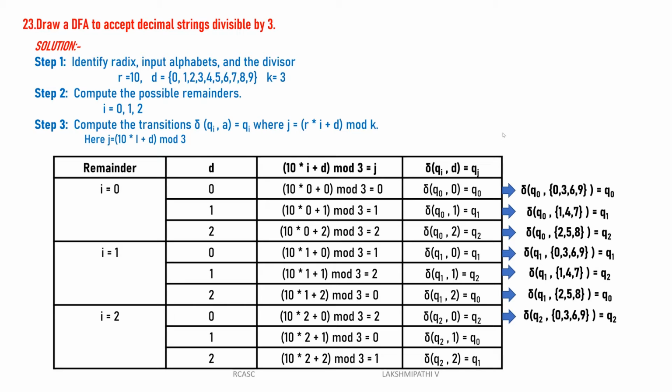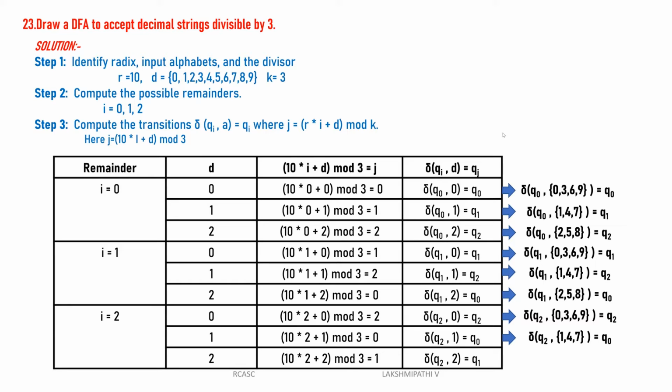Then once again the transition of (10 into 2 plus 1) modulo 3. 10 into 2 is 20, 20 plus 1 is 21, 21 divided by 3 means remainder is 0. Then q2 of 1 is q0 only. The transition of q2 of 1, meaning 1, 4, 7, will be 0.